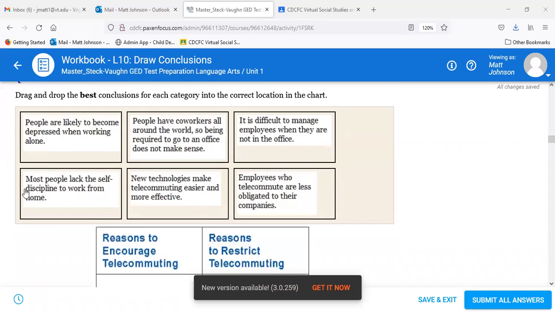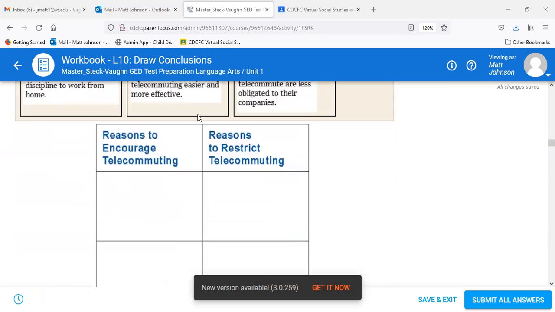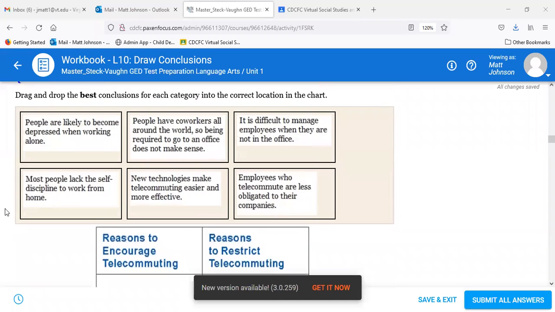So we have some drag and drop boxes here, a little table to assemble. Reasons to encourage telecommuting on the left, reasons to restrict telecommuting on the right. So we have 6 choices here. We're going to need 4. What would be a reason to encourage telecommuting?